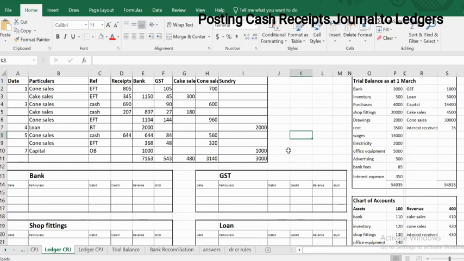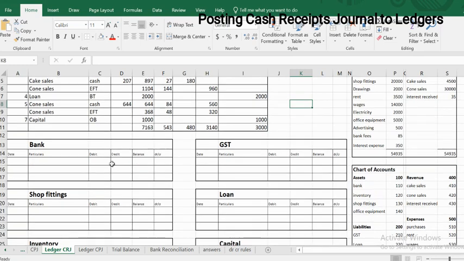Now that we've finished our cash receipts journal and our cash payments journal, we need to post them to the ledger accounts. We're going to start off with our cash receipts journal. So I've copied it here so we can use the information from it. We have our ledger accounts down here.